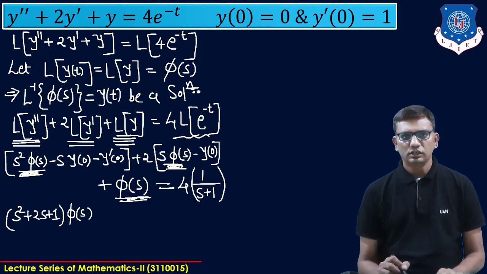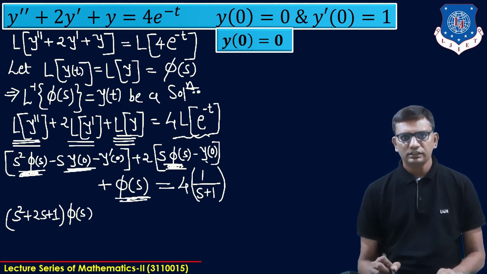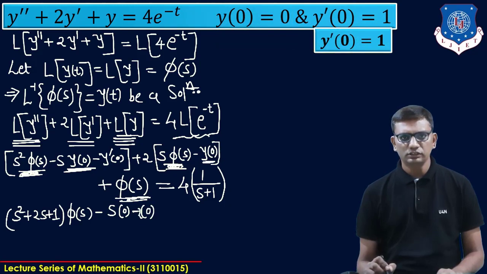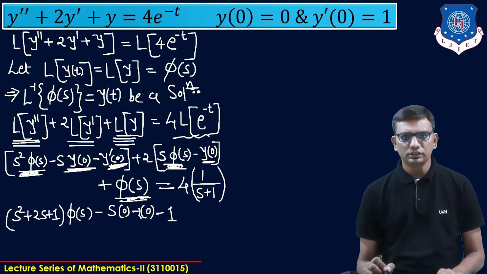Now y of 0 is given and y of 0 is 0. So we apply it at two places: s into y of 0 and 2 into y of 0. Therefore, minus s into 0 and minus 2 into 0. Now y dash 0 is also known, it is 1. So we apply y dash 0 in the first term. Then we get minus 1, equal to the right hand side, which is as it is, 4 upon s plus 1.